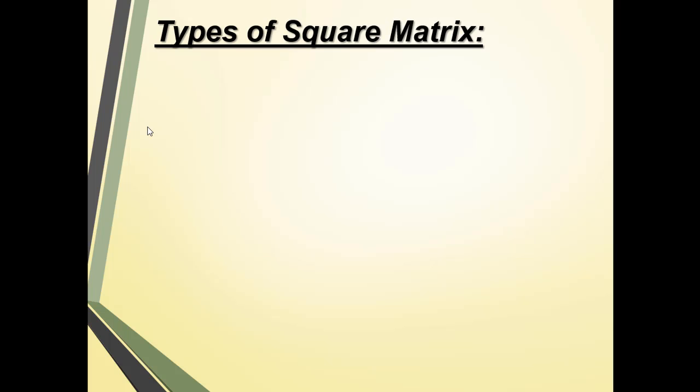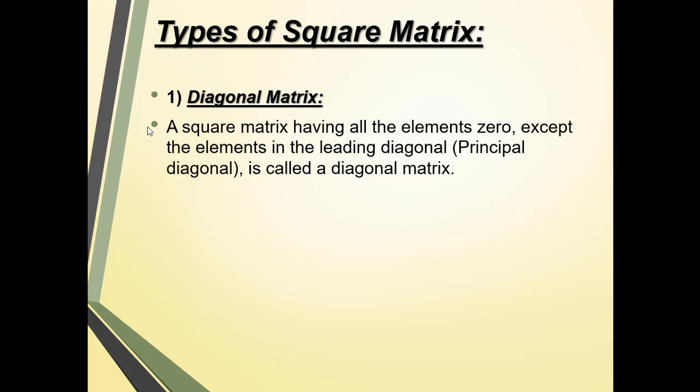Now we are going to learn about the types of square matrices. The first type of square matrix is a diagonal matrix. What is a diagonal matrix? A square matrix having all the elements 0 except the elements in the leading diagonal, also known as the principal diagonal, is called a diagonal matrix.